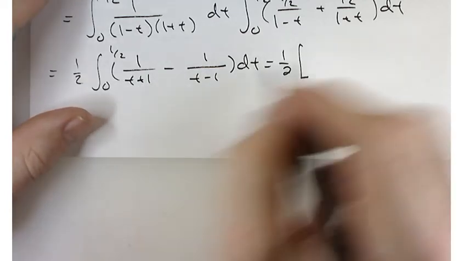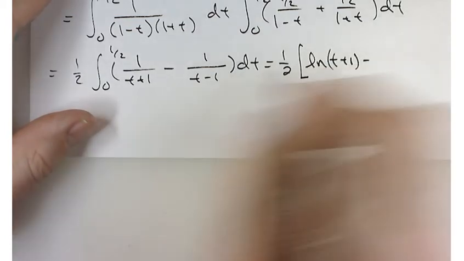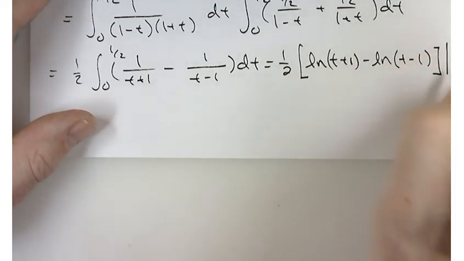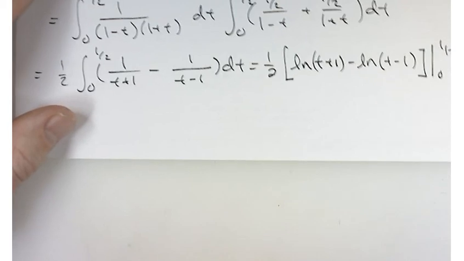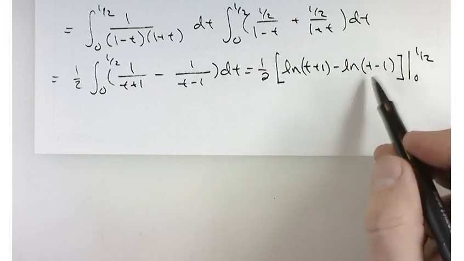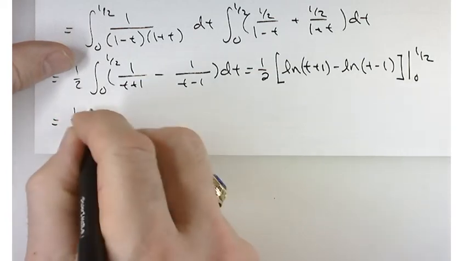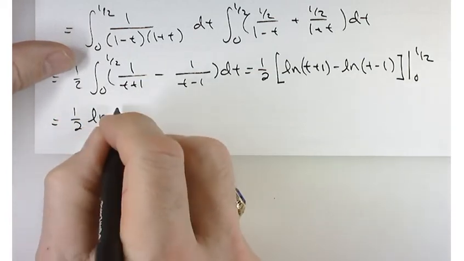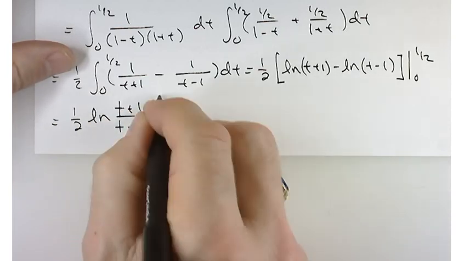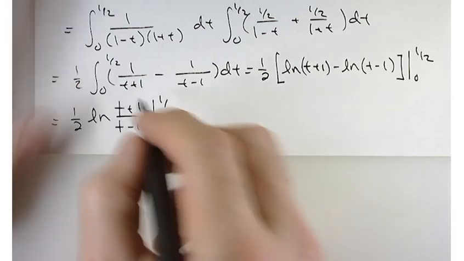What's the integral of this? ln of (t plus 1) minus ln of (t minus 1), between 0 and 1/2. Now you can plug this in right here and work with it. I'm going to use the quotient rule for logarithms just to rewrite that one last time before I plug things in. So it's going to be 1/2 times the ln of (t plus 1) over (t minus 1) between 0 and 1/2.